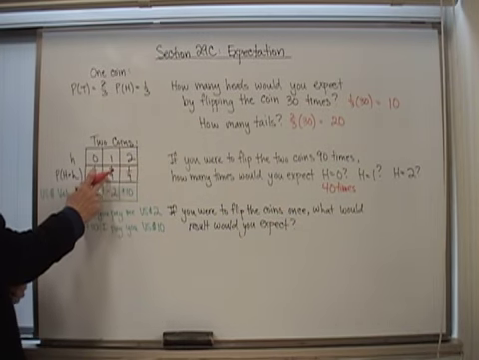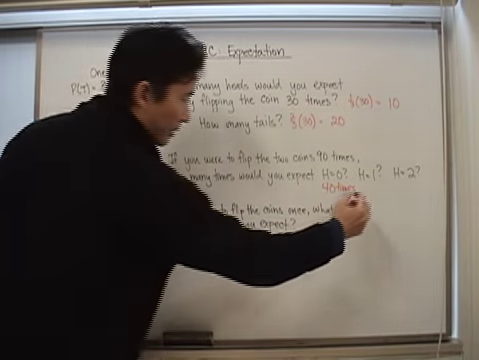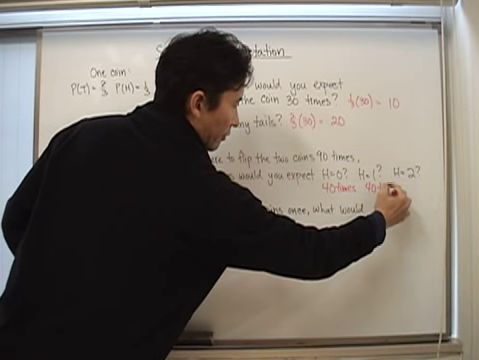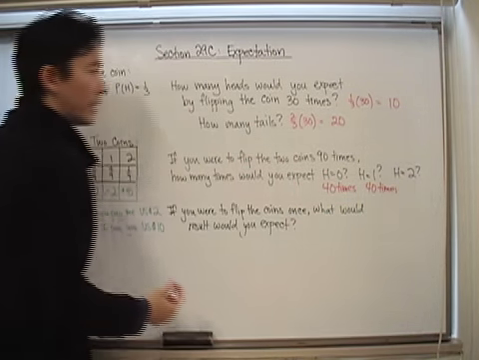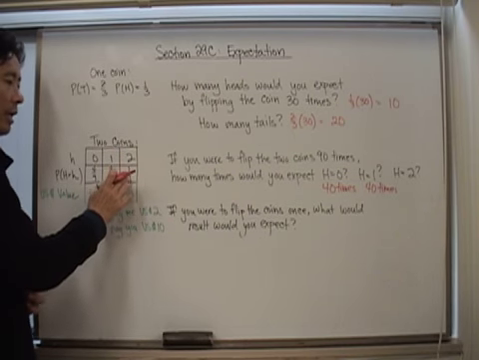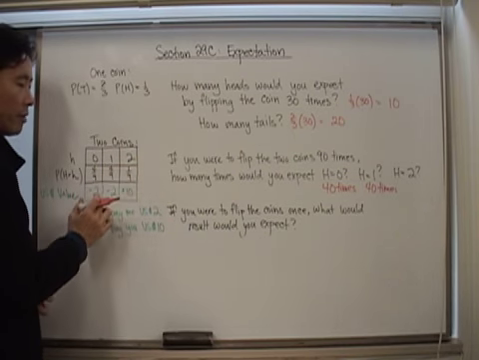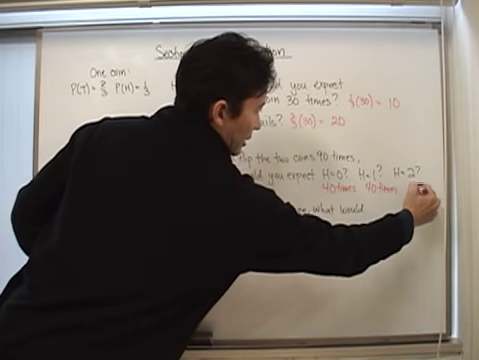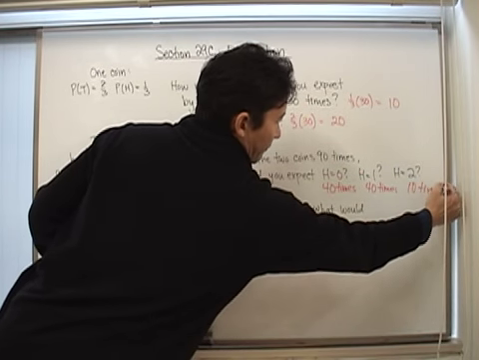Same thing for when there will be just one head. So this is 40 times as well. And then when I have 2 heads showing, it only shows up once out of every 9 times. So that means that I should have 10 times here.